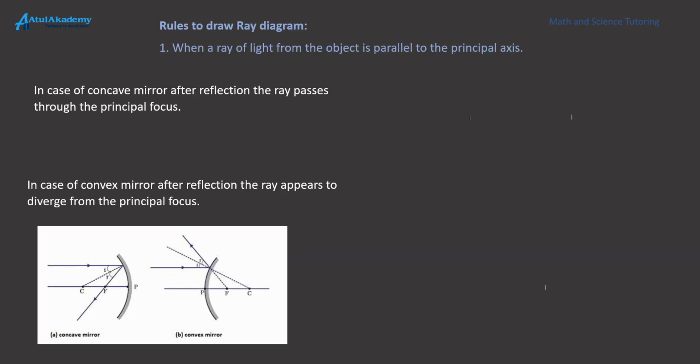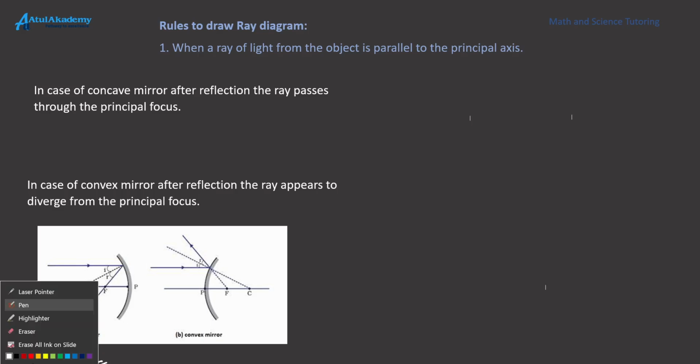Now let's learn some rules to draw ray diagrams, because you will be using these rules in all your numericals to draw the ray diagram. So let's understand what these rules are: how the rays are coming on the surface of the mirror and how they are reflected back. Either they are coming parallel, or through the center of curvature, or through the focus, or they are coming obliquely. So there are four cases. One, when the light rays are coming parallel to the principal axis, that is the first case that we will study.